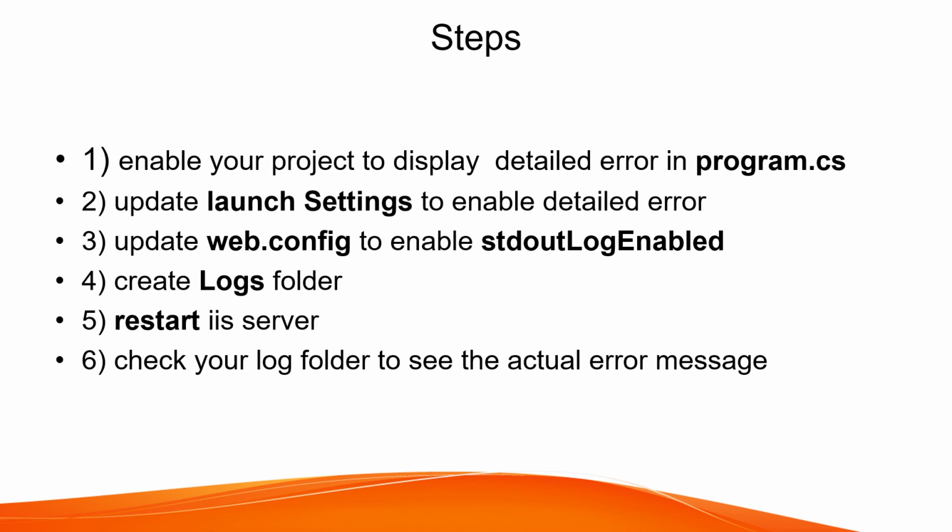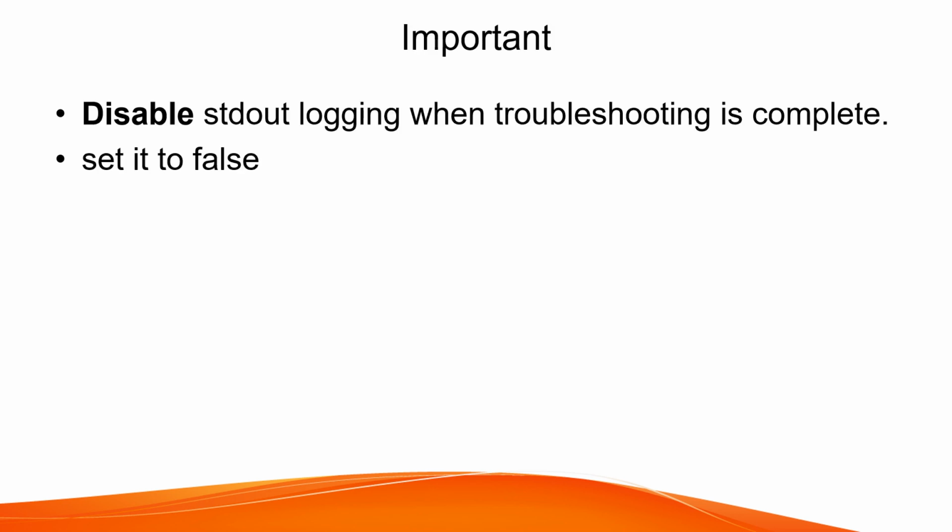And keep in mind that you should manually create a folder called logs in the root of your app, and you should ensure that your application pool's identity has the right permissions to the logs folder. Some users have reported that they had to restart their server for the changes to take effect. So please restart your IIS server after you have updated your program.cs and web.config file. And I will show you soon how to do that. And something important, don't forget to disable stdout logging when troubleshooting is complete. I mean, you should set it to false.